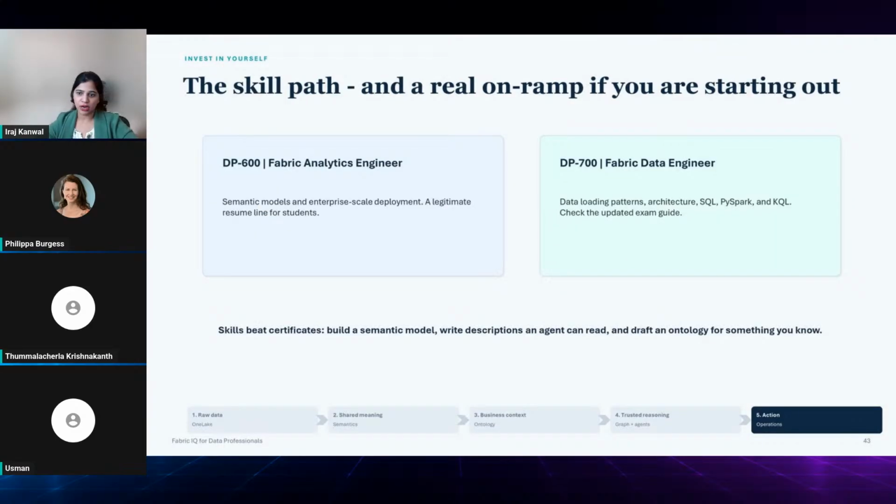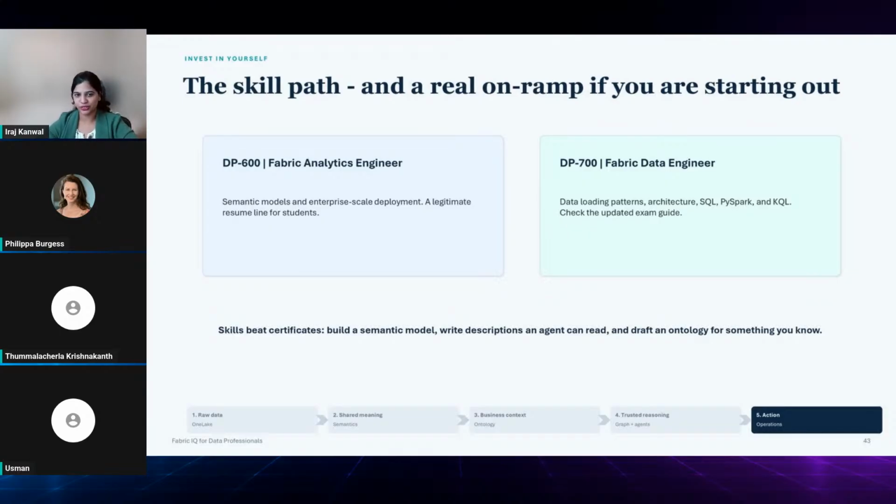So as we talk about getting started, we do have some learning areas that you can think about if you are looking for a certification. DP-600 is closely aligned to semantic models and Fabric analytics engineering, whereas DP-700 is broader data engineering: ingestion, architecture, SQL, PySpark. If that is your area of concern, DP-700 is for you. But I want to be clear, these are skill-based certificates. A certificate can help your resume, but the real learning comes from the building.